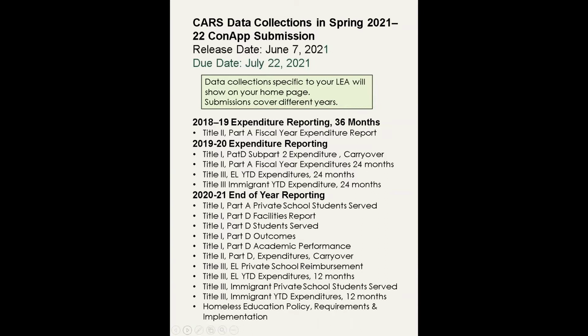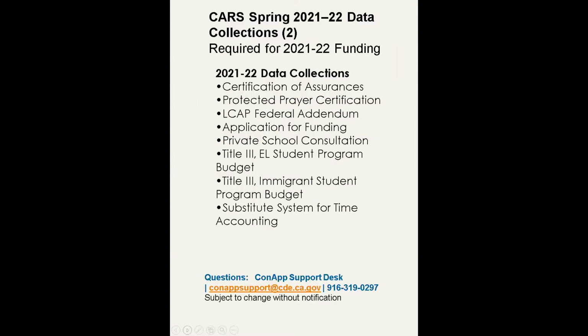For 21-22, that looks really scary, but a lot of those, you'll see, say Part D, and those are only for primarily county office programs that serve delinquent youth. Okay, and then the next slide finally shows your 21-22 data collection, and this is where you're going to be certifying assurances and actually applying for the funds.